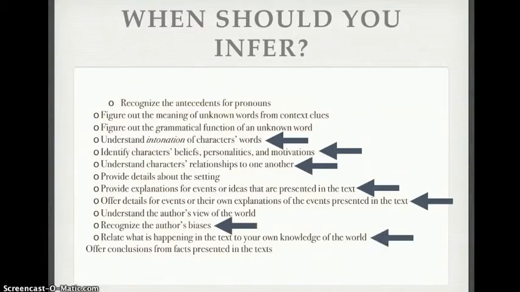And recognize the author's biases. If you infer that the author seems to be very connected with the character somehow, or seems to really be emotional when describing a certain event, maybe you can state that this author may have gone through something like this. And then lastly, relate what is happening to the text from your own knowledge of the world. And offer conclusions from facts presented in the text. These ones with the arrows are the ones I'm expecting you to probably make an inference about at your age level and development, and with the increasingly complex text that you're reading now.